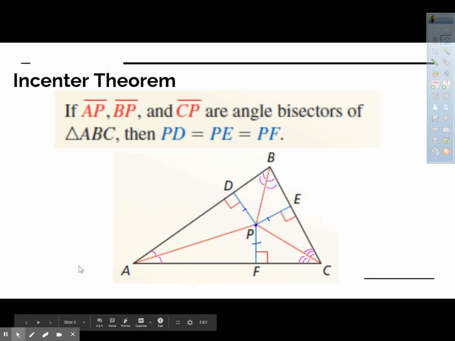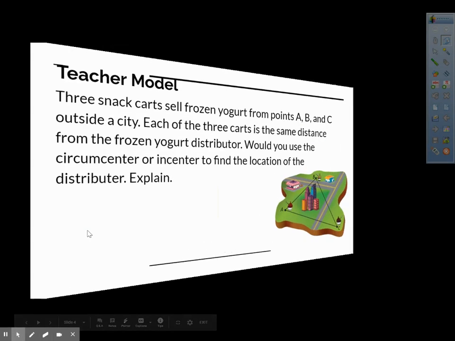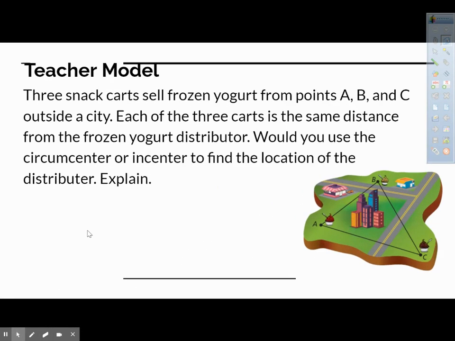Okay. All right. So what we're going to do is determine if it would be best to use the incenter or the circumcenter to recommend a location. Let's look at the first one, teacher model. This one I'll do completely on my own.